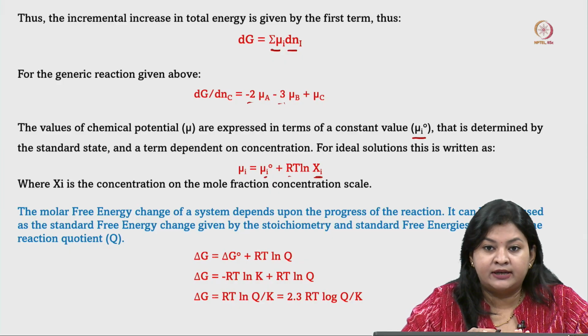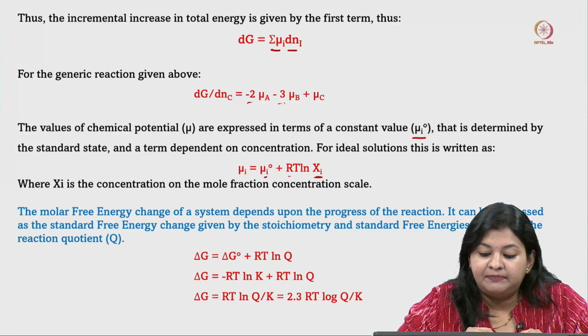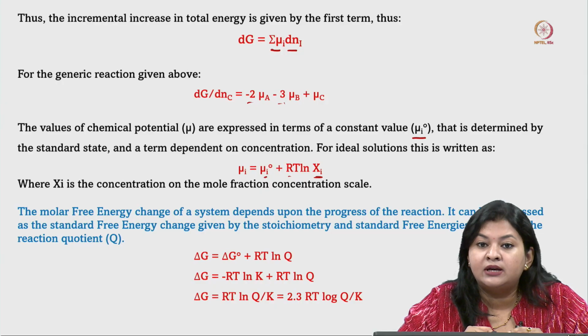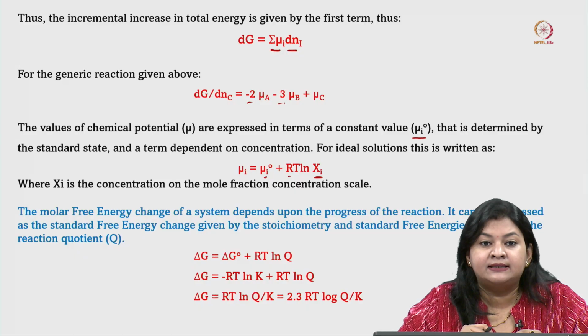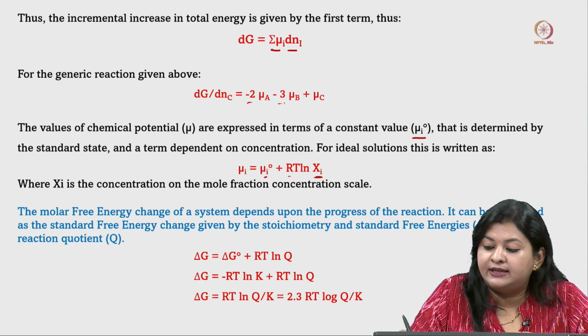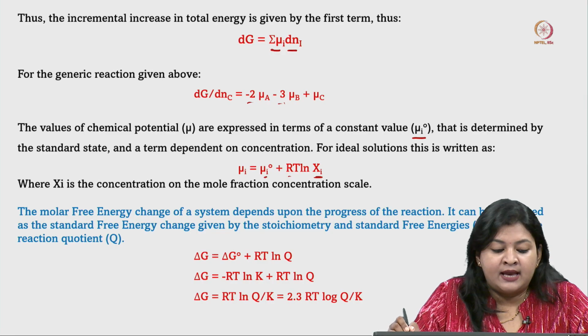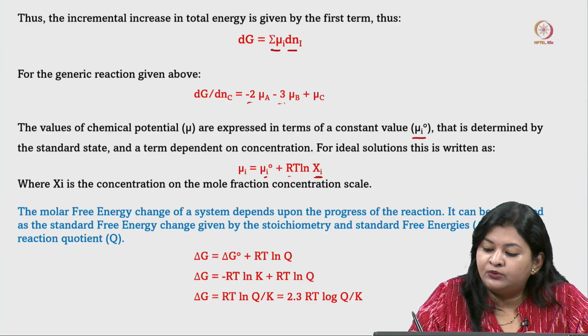Now, when we are writing in terms of del G, the molar free energy change of a system depends upon the progress of the reaction. It can be expressed as the standard free energy change given by the stoichiometry and the standard free energies, that is del G 0, and the reaction quotient. What is the reaction quotient? What is Q?